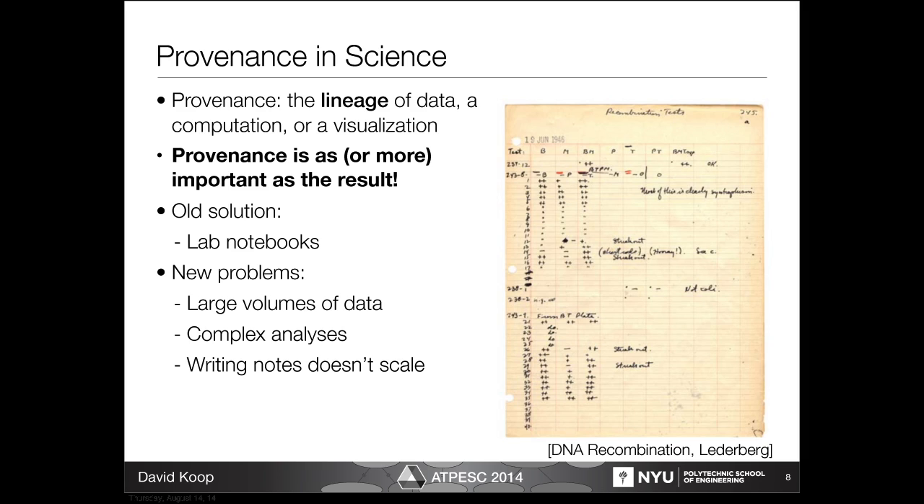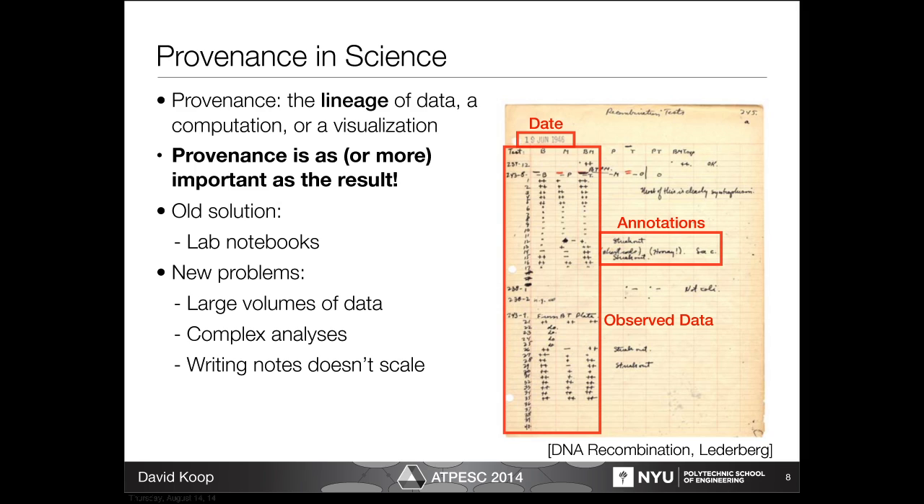And so that log of what's been going on is often more important than the result, right? Because you get to see the different avenues that were followed, what worked, what didn't work. And one of the solutions for this before the advent of computers was lab notebooks. You kept track of the date of things, the observed data, annotations about that.